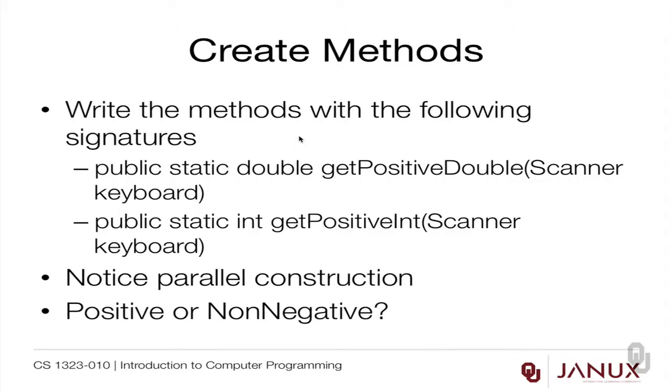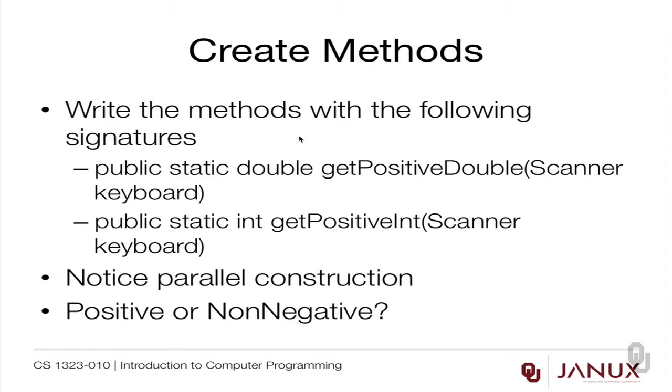Let's go and create the methods with the following signatures: public static double getPositiveDouble(Scanner keyboard), and public static int getPositiveInt(Scanner keyboard). One thing to notice before we get started is we have parallel construction here. Notice that the parameters are in the same order. In this case there's only one parameter, so the order doesn't really matter. The names are the same: get, then positive, then int or double. The capitalization is the same. Everything is exactly the same. That makes it easier for other people to use our methods when we have that type of parallel construction.